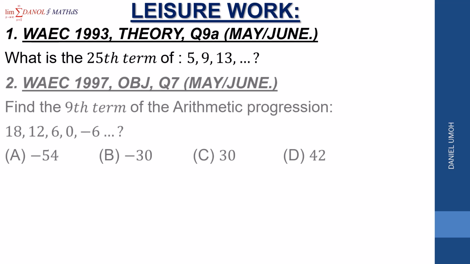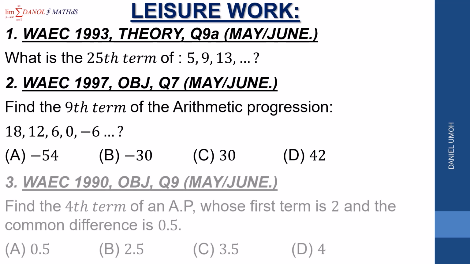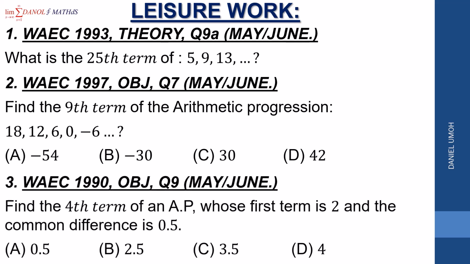The first question says, what is the 25th term of the sequence? The second question says, find the 9th term of the arithmetic progression. And the third question says, find the fourth term of an AP whose first term is 2 and the common difference is 0.5. You can solve these questions easily, conveniently, if you understand what I have just explained.